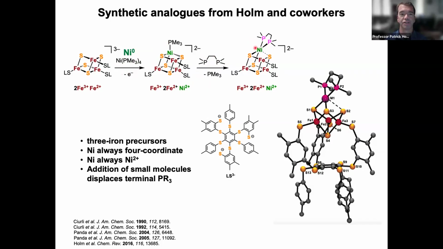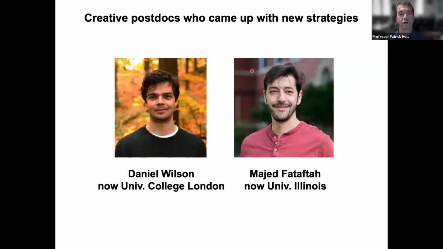But I want to call to your attention that in both of these cases, the nickel is 4-coordinate. And so we didn't have a test of whether 3-coordinate nickel is feasible in systems like this. So that's where things were.